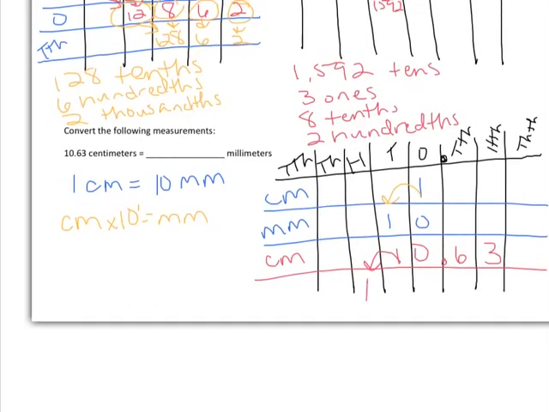1. I bounce my 0 over and get a 0, bounce my 6 over, get a 6, and bounce my 3 over for a 3. Drop my decimal down, so I have 106 and 3 tenths millimeters.